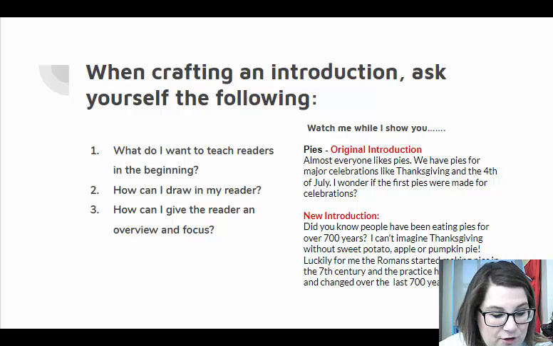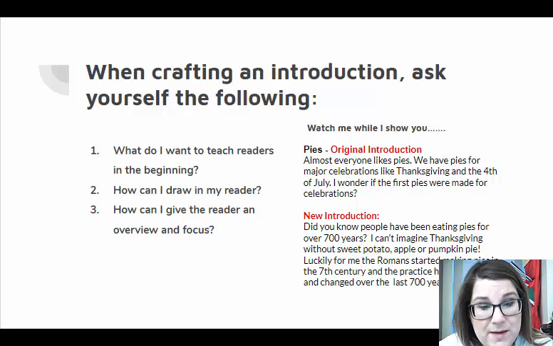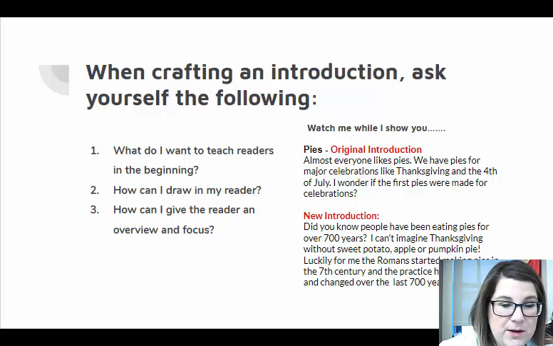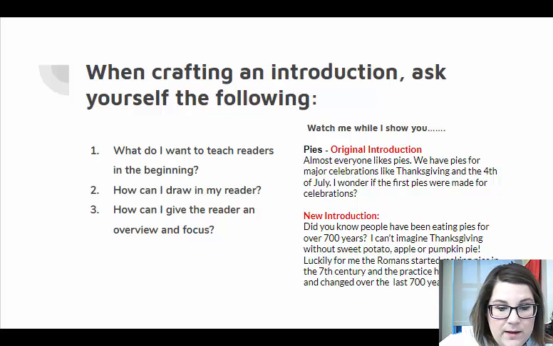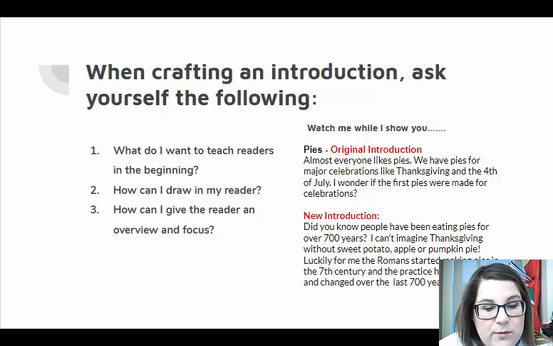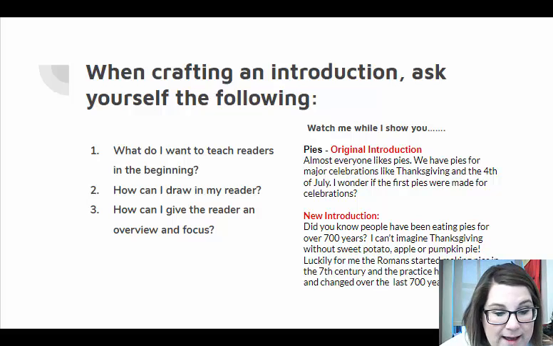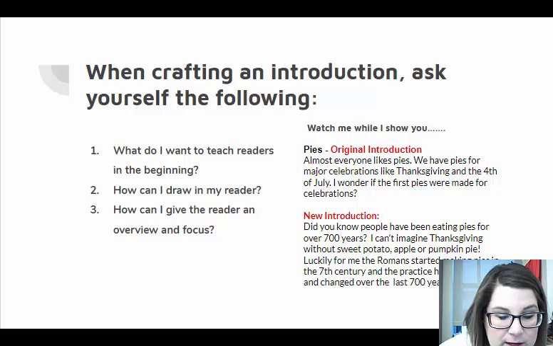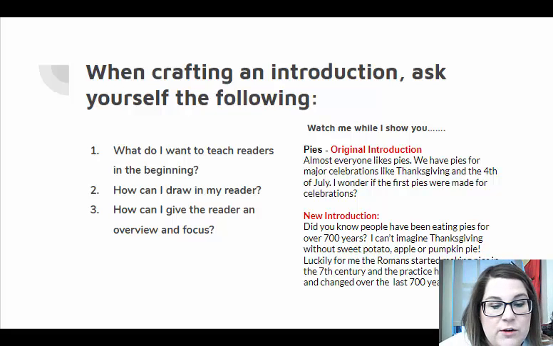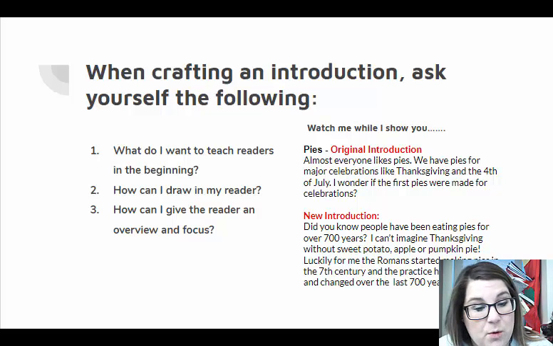But when I read that introduction, I think, maybe I'll read on, but maybe I'll read one more paragraph and then put the article down. Let's take a look at this new introduction. Did you know people have been eating pies for over 700 years? I can't imagine Thanksgiving without sweet potato, apple, or pumpkin pie. Luckily for me, the Romans started making pies in the 7th century, and the practice has continued and changed over the last 700 years.